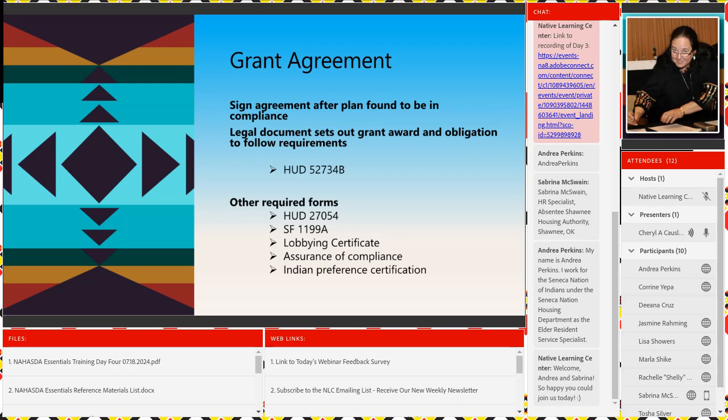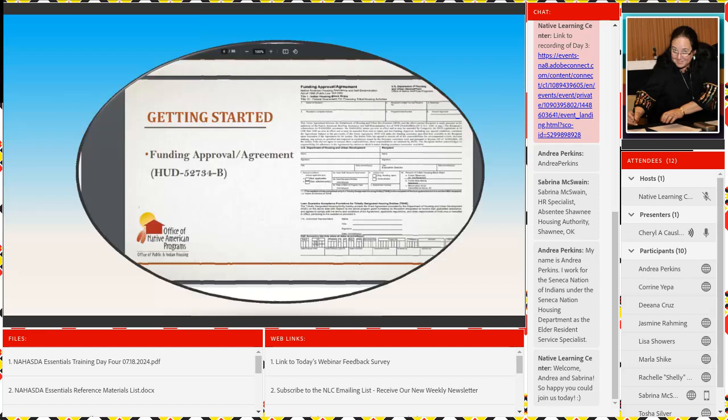The legal document for that is 52734B. And then there's a series of other forms that you have to sign on a yearly basis: lobbying certificates, assurance of compliance, Indian preference certification, SF 1998, and another HUD form. So it's fun. I usually always kept a copy from year to year, so I knew the correct way to do it. I filled out this part last year. So that 52734 is the funding approval or agreement. It looks like that.